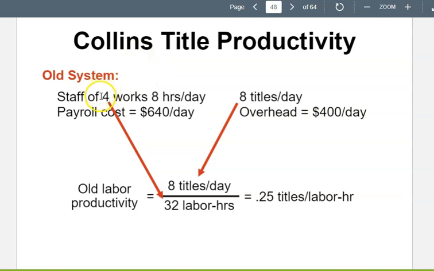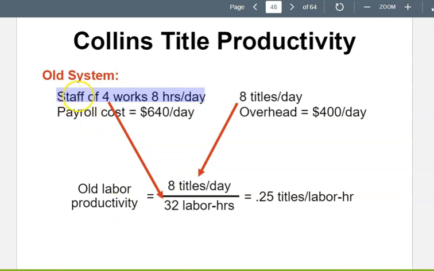This is an example where we have Collins Title, a productivity example of a title company. They have a staff of 4 who work 8 hours per day. This is what I told you: sometimes the information given could be different. In this case, you can see that it's different, right?